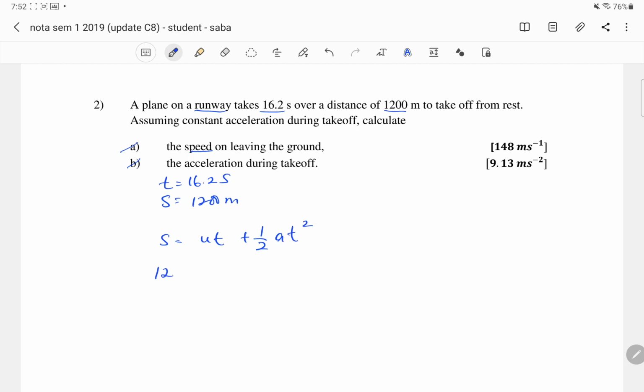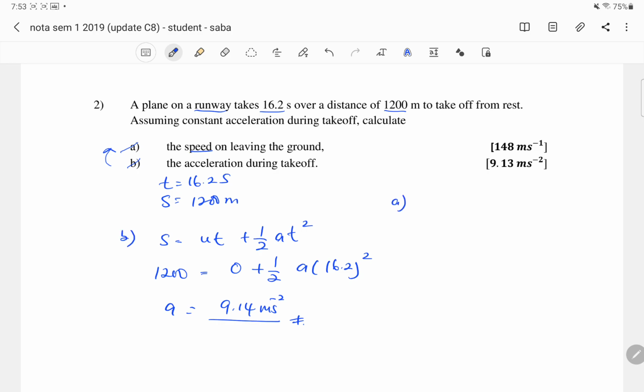So s is u 0, a 16.2 square. Okay, so your acceleration is 9.14 meter per second square. Okay, so then we go to B. Okay, we go to A.